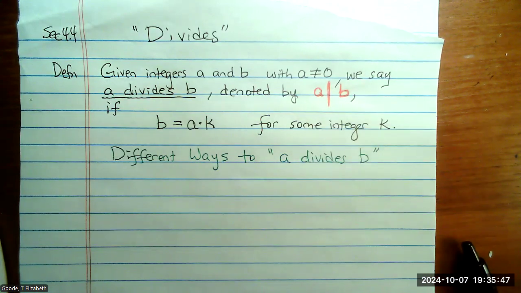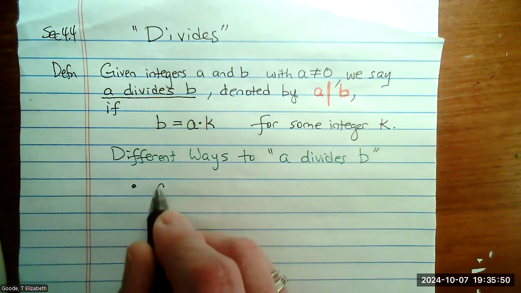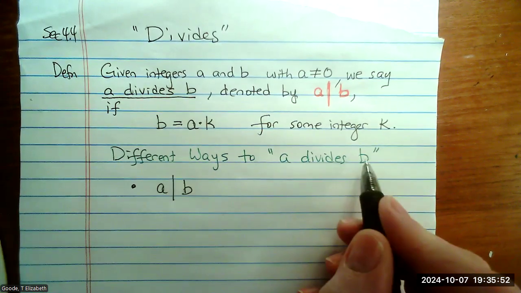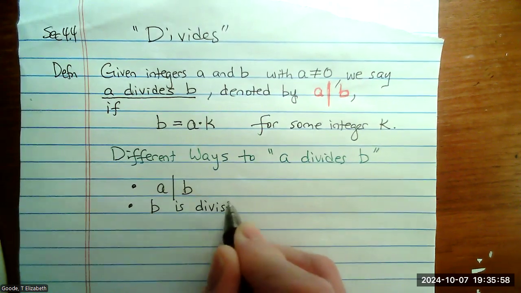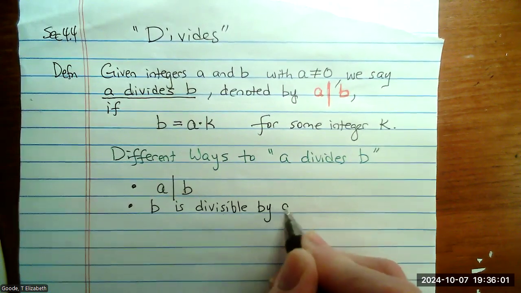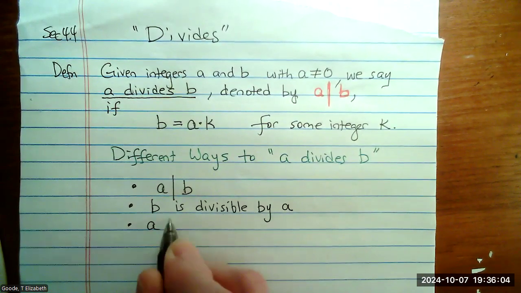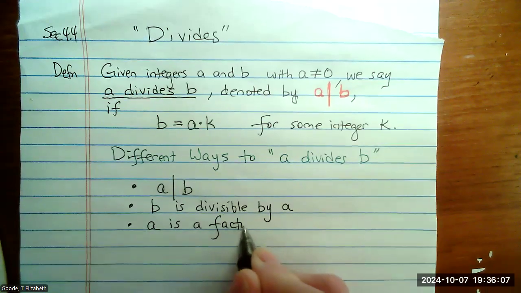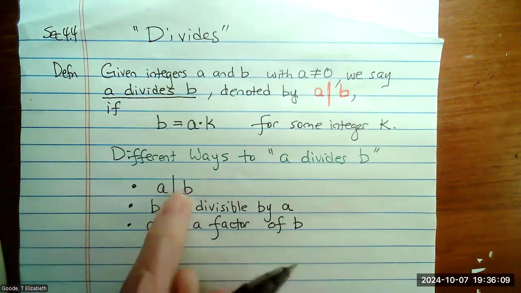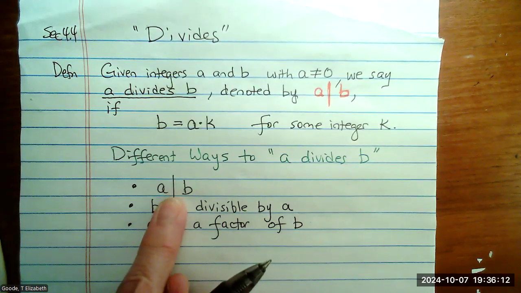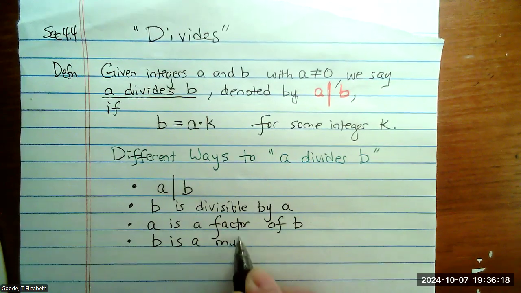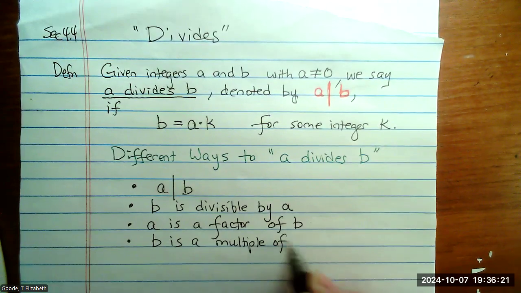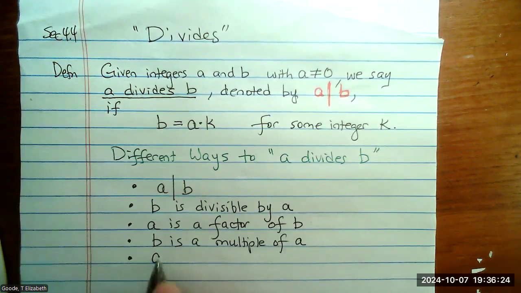There are lots of ways to say this statement. Of course, a divides b is one way to say a divides b, but there are other ways. b is divisible by a. a is a factor of b. These all mean the same thing. These are all statements. This is a statement, not a number. b is a multiple of a. You've heard these phrases. a is a divisor of b.